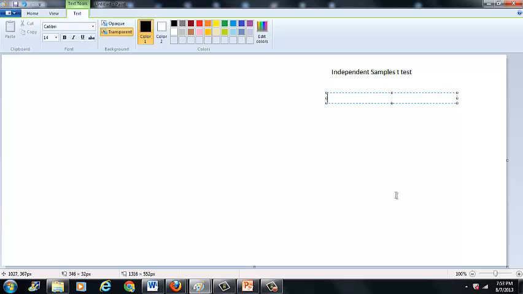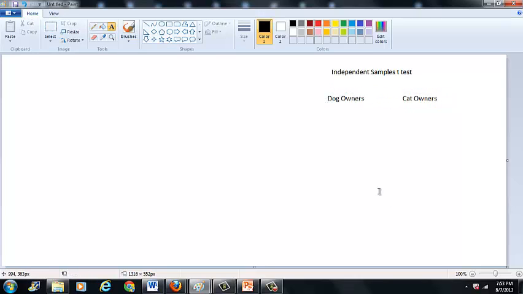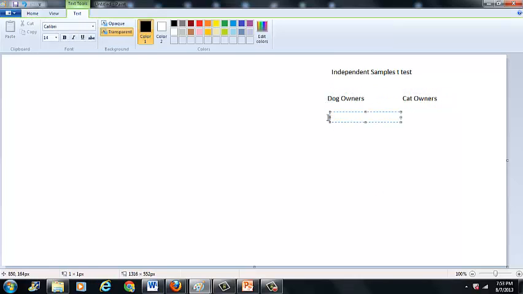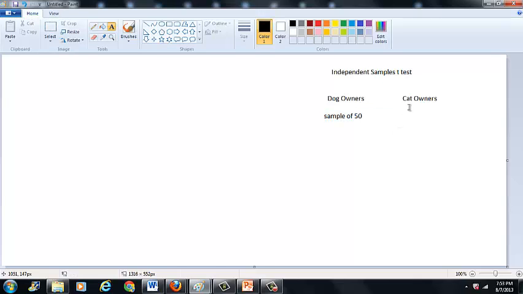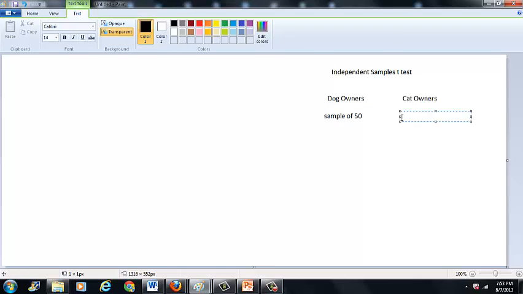If we actually wanted to test that, we would have to collect a sample of dog owners and a sample of cat owners. Maybe we recruit a sample of 50 dog owners and measure their heights, and we also recruit a sample of 50 cat owners and measure their heights.